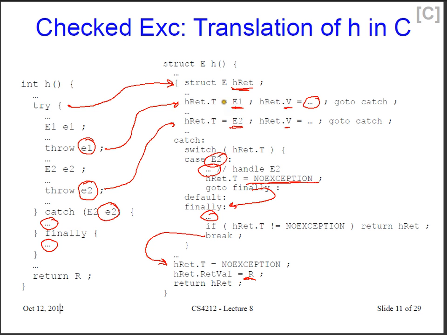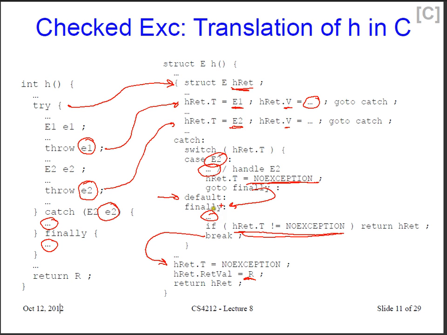Now, if the exception that was thrown was E1, we're going to go inside the switch. We're going to check the type. The type is E1. So the only case that we have here is E2. So on E1, we would go to default. And what happens inside default? Well, we still have to execute the finally. So default and finally are actually placed in the same place. This time, however, we would not have this.